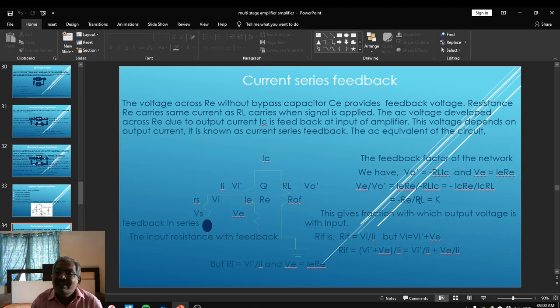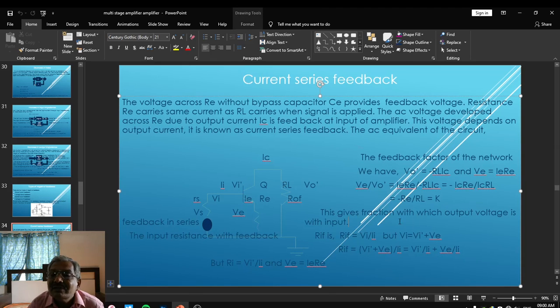The ratio of RE upon RL determines how much of the output is fed back to the input. This gives the fraction with which the output voltage is fed back in series with the input. That is the value of K.